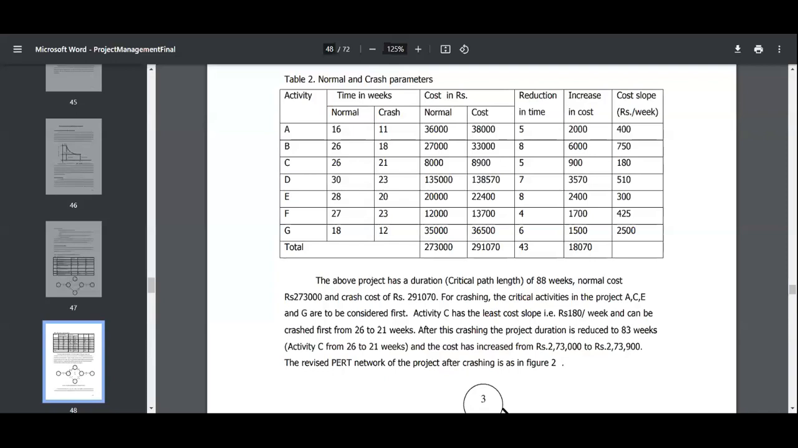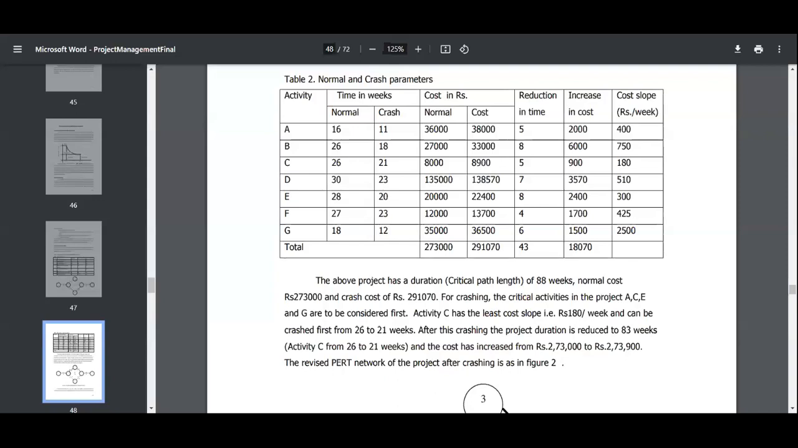The above project has the duration is critical path length. It's a total 88 weeks. Normal cost rupees 2,73,000 and crash cost of rupees 29 lakh 70. And it's for crashing the critical activity in the project A, which we have seen in diagram.